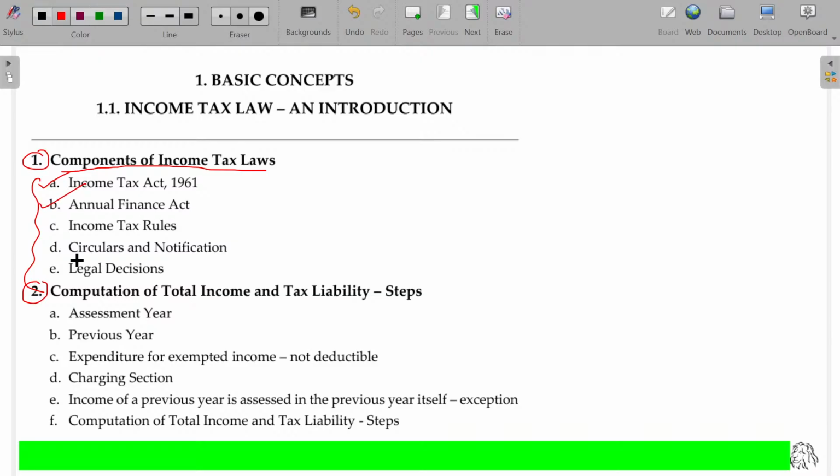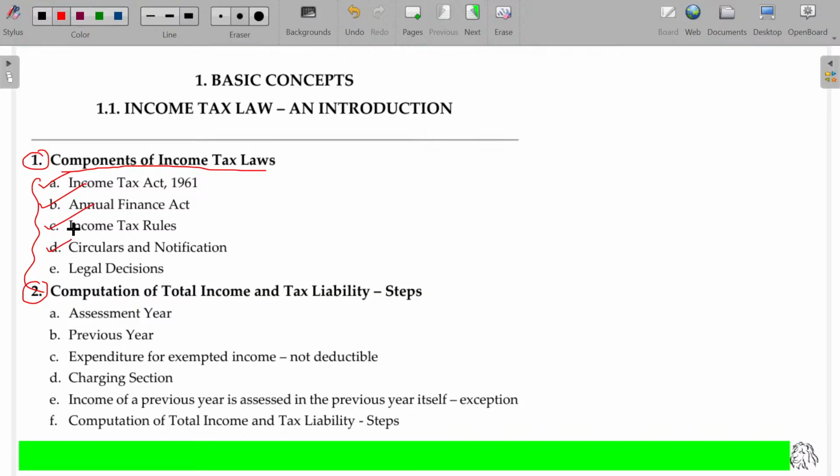That's how we discussed the annual Finance Act. This will be the act published with the Finance Bill. Finance Bill becomes Finance Act, usually published on 1st February every financial year. That will be applicable for the coming financial year. The Finance Act will carry the rate of taxation as well as some amendments. And the income tax rules, the procedural aspects, will be covered in this. And sometimes circulars and notifications.